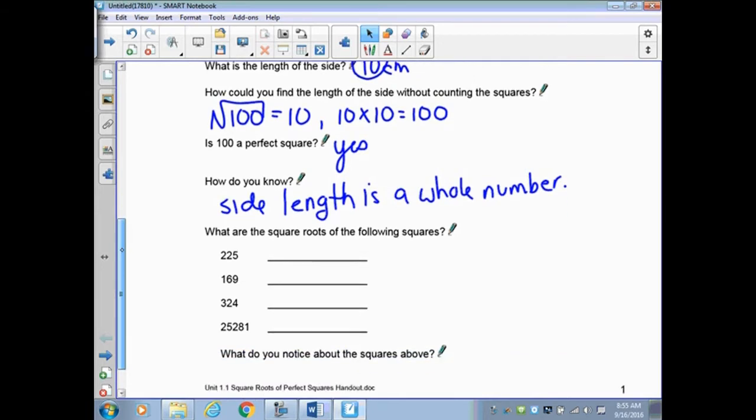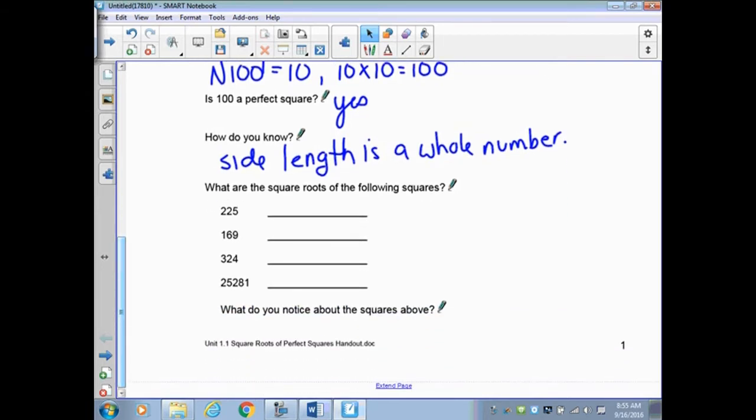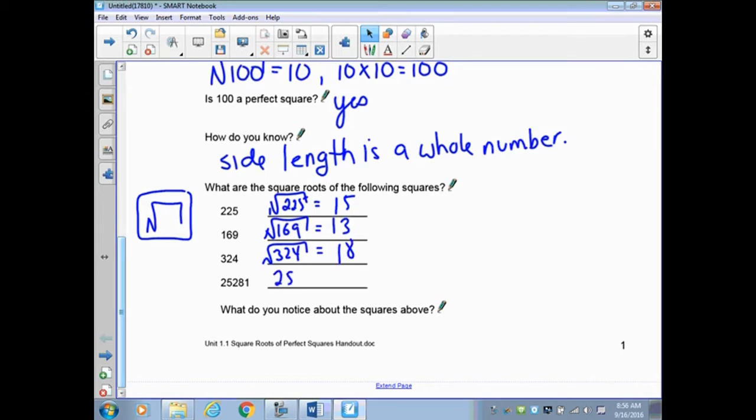Okay, so let's get you some practice on your calculator. Using your radical sign, or the square root sign, I want you to find the square root of these 4 numbers. So pause the recording and do that. All right, so the square root of 225 is equal to 15. The square root of 169 is equal to 13. The square root of 324 is equal to 18. And the square root of 25281 is equal to 159.